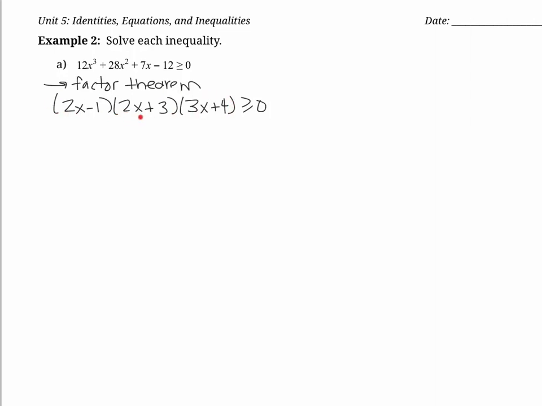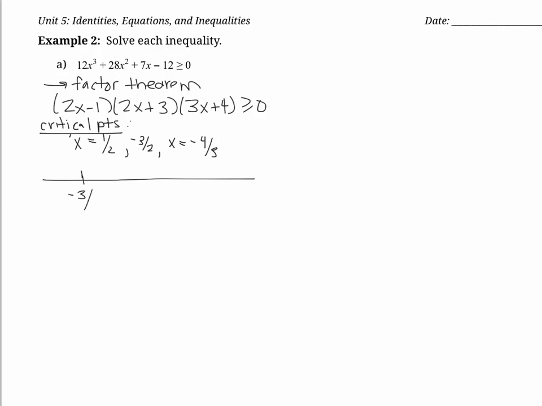So what are the solutions if it were equal to 0? Well, we would have x is equal to 1/2, x is equal to -3/2, and x is equal to -4/3. So these will make up our critical points. If we want to organize ourselves on a number line, we have -3/2 over here, and then we have -4/3, and then we have 1/2.